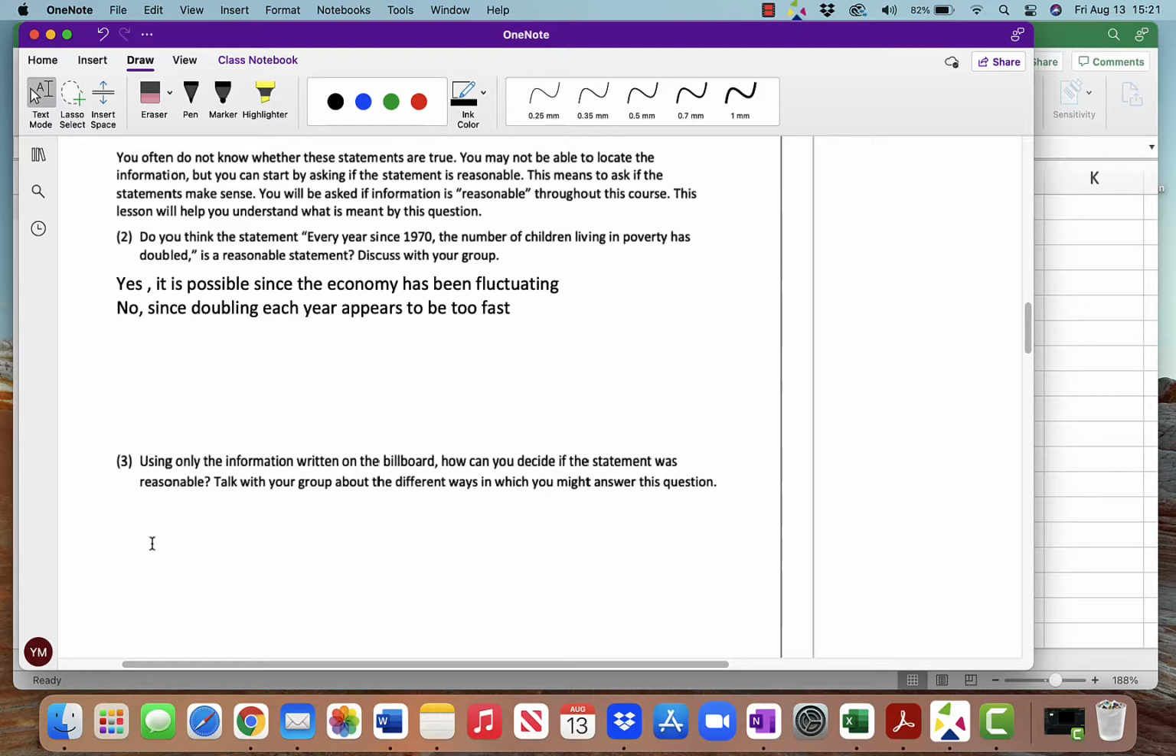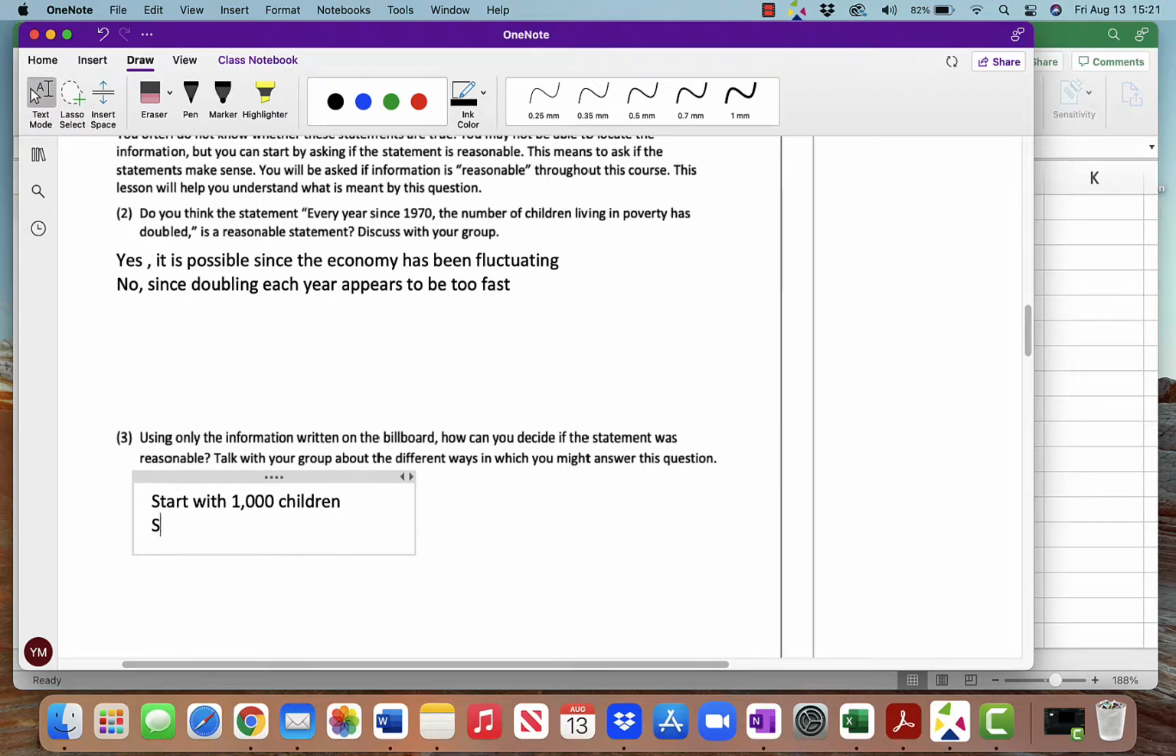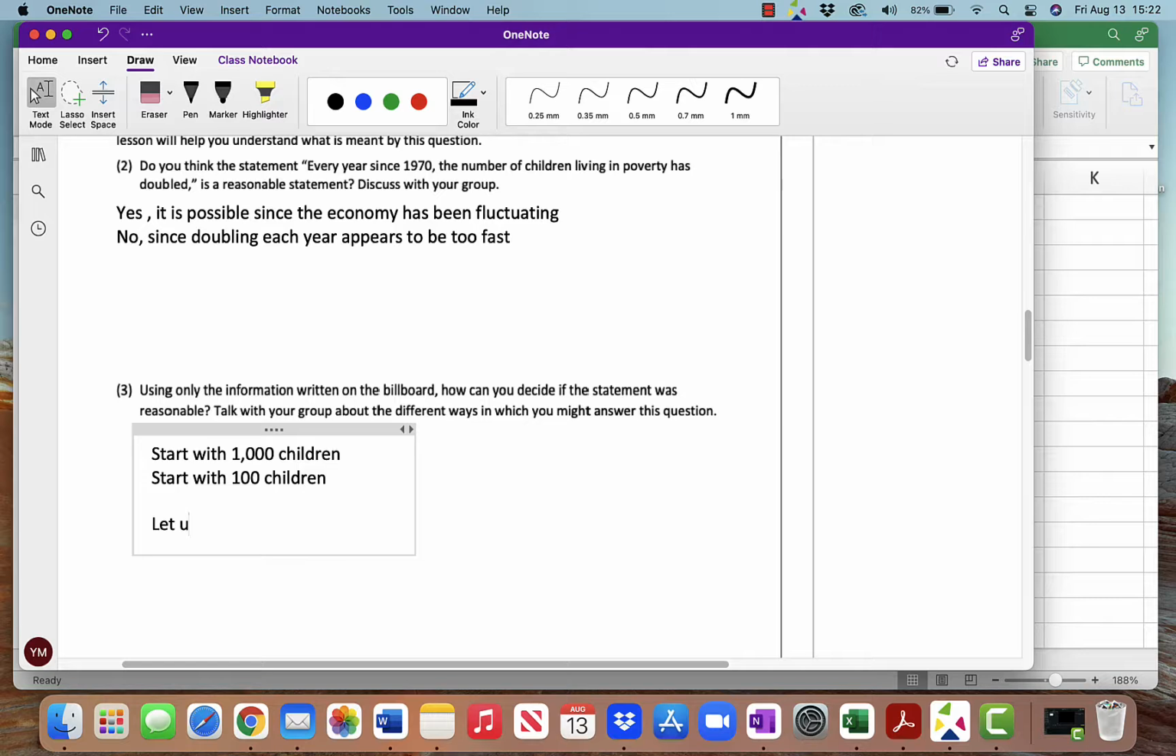All right? So what we could do is think, what is a reasonable number to start with? Some of you might say, well, let's start with 1,000 children. Some of you might say, let's start with 100. And that will be perfectly fine. You can start with whatever number and then explore the concept of doubling. Well, let us choose the lowest counting number.